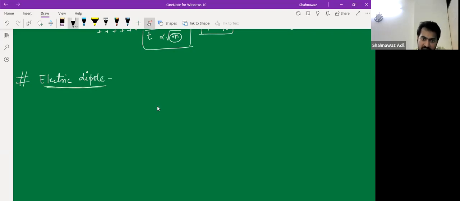So we have this electric dipole, right? This is minus Q, this is plus Q. And what is the direction of the dipole moment, Faiza? Do you remember the direction of the dipole moment? This dipole moment decides the strength of the electric field, the strength of the dipole.